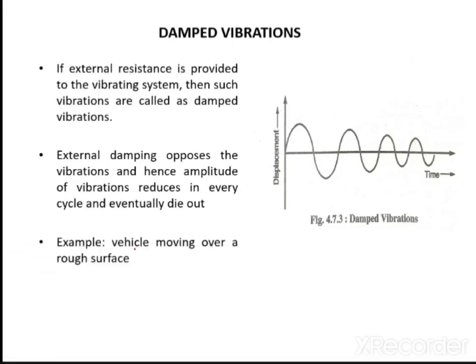Next example: vehicle moving over rough surfaces. Vehicle moving over a rough surface means you are driving a vehicle, an automobile, over a rough surface. So there is an external force applied on your suspension system coming from the road surface irregularities. So a vehicle moving over a rough surface is the best example of a damped vibration. Here you will get a sine type wave. Such vibrations are called transient vibrations. So these damped vibrations are called transient.